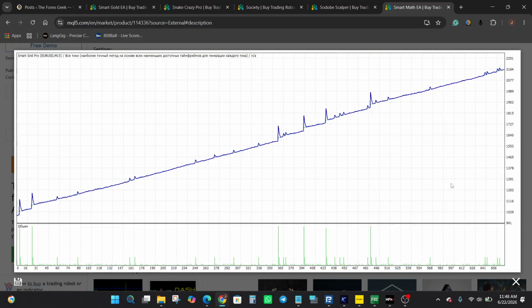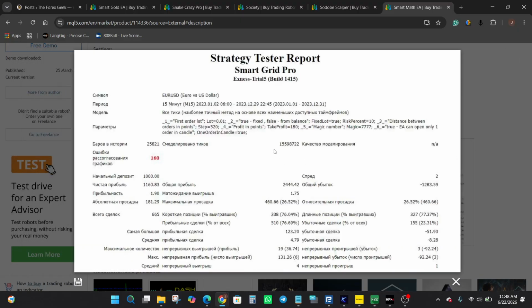And looking at the report here, this shows us EURUSD M15 time frame, backtested between 2nd January 2023 to 29th December 2023. Initial deposit $1,000, total net profits 1,160.83. We have about 665 trades taken, out of which 510 were profitable, giving us a 76.69% win rate. Now let's head over to our strategy tester.